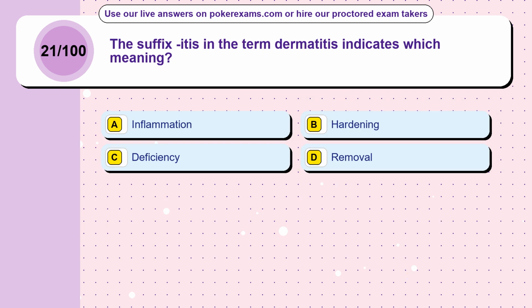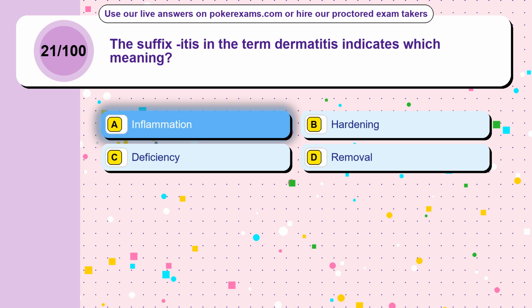Question 21. The suffix itis in the term dermatitis indicates which meaning? Option A. Inflammation. Option B. Hardening. Option C. Deficiency. Option D. Removal. The correct answer is option A.